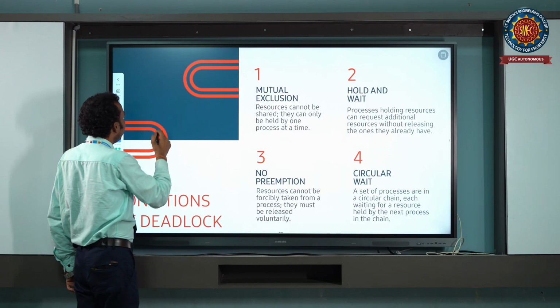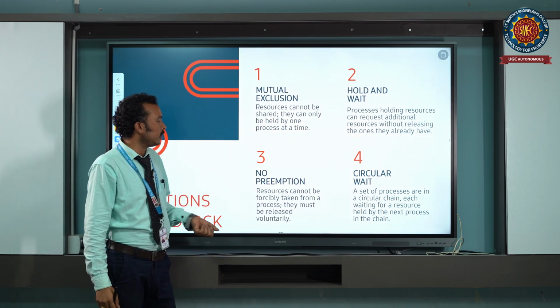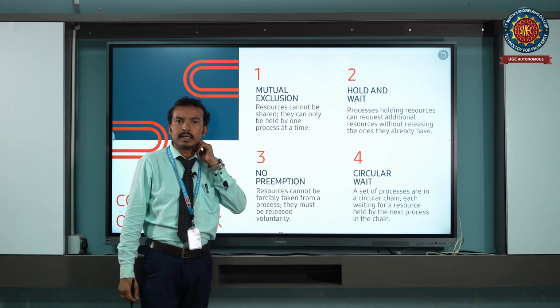Necessary conditions for a deadlock to occur. Here there are 4 conditions. First one is mutual exclusion, second one is hold and wait, third one is no preemption, and fourth one is circular wait.